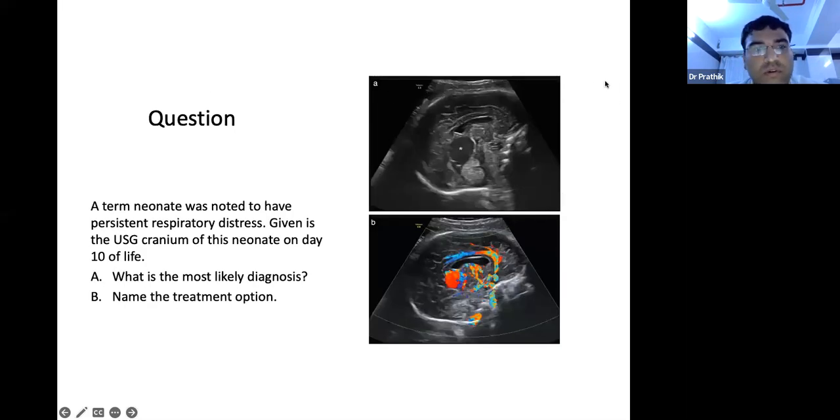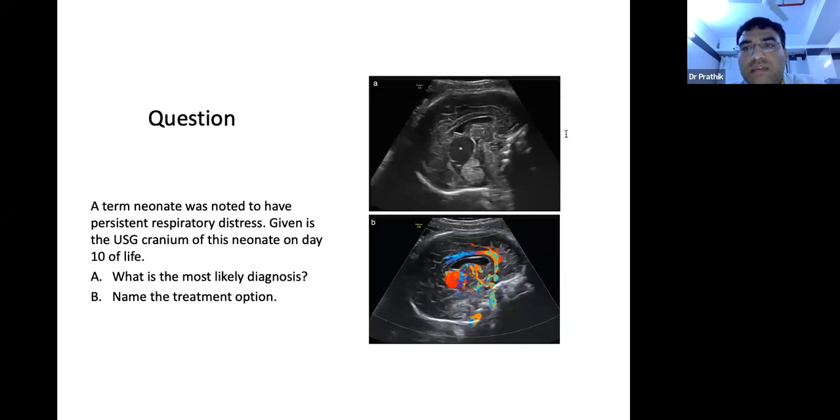So this is probably the last question. A term neonate noted to have persistent respiratory distress. So an ultrasound cranium was done in this baby. This baby had persistent respiratory distress, and at an outside hospital, the baby was managed as a case of PPHN. The baby had signs of heart failure also. Can anyone tell what it is?